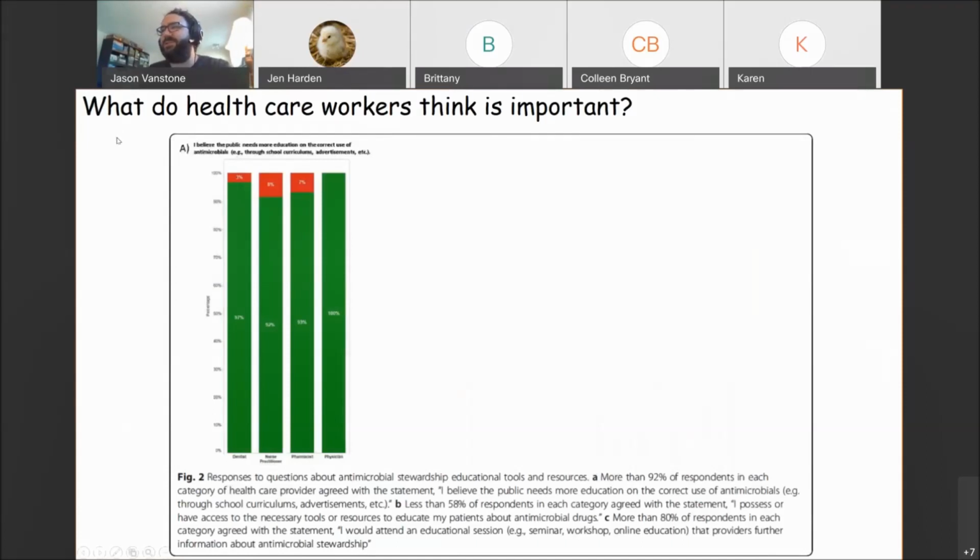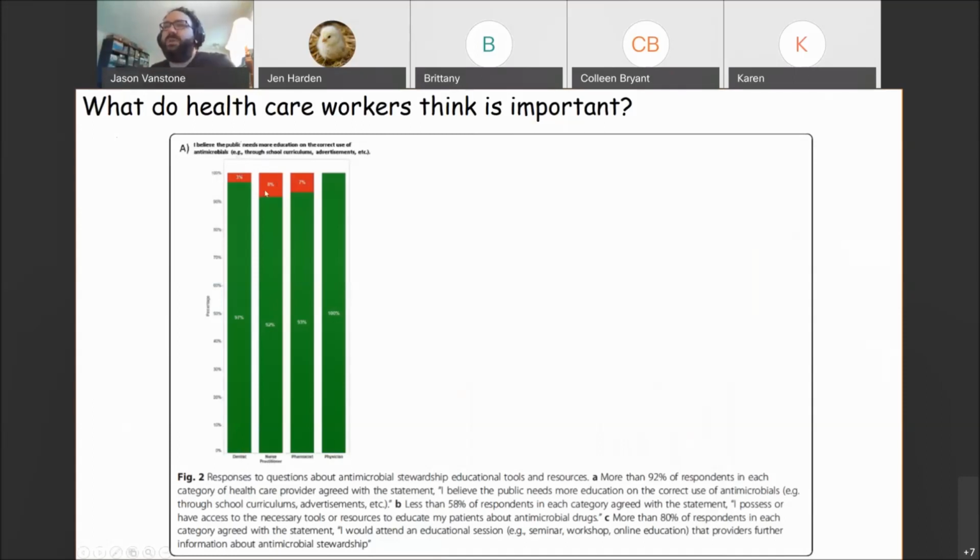What do healthcare workers think is important? So we had a number of questions in the survey, and I just want to highlight a few of them that sort of led us down the road to where we are. So one of these things, we asked them to respond to various statements about how much they agreed with them. And then we broke it apart by the different groups. So you can see dentists, nurse practitioners, pharmacists, and physicians. And this was the percentage of agreement in green versus disagreement in red. So we had a Likert scale that we broke down to whether you agreed with the statement, or you disagreed, or kind of had no opinion.